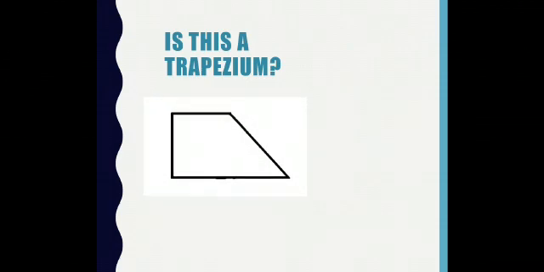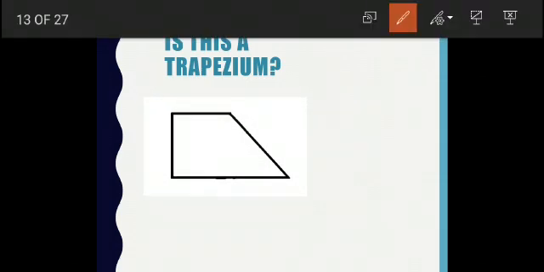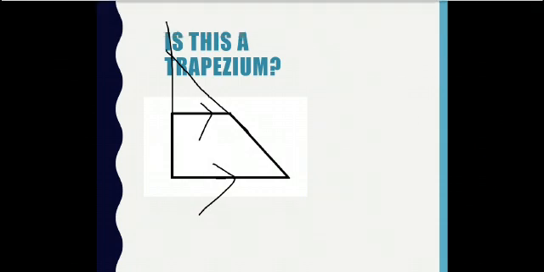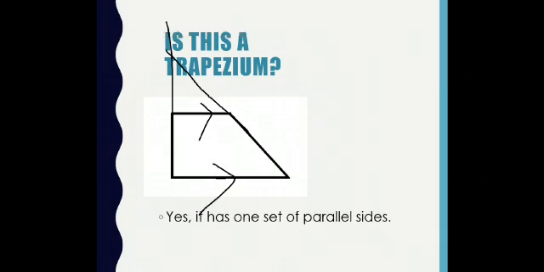Now let us check whether the given figure is a trapezium. Yes, it is a trapezium, because you can see one pair of opposite sides is parallel and the other is non-parallel, because if I extend these lines, they are going to meet at a point. So this is a trapezium. Yes, it has one set of parallel sides, so it is a trapezium. You can look clearly, these two pairs are parallel and it is a trapezium.